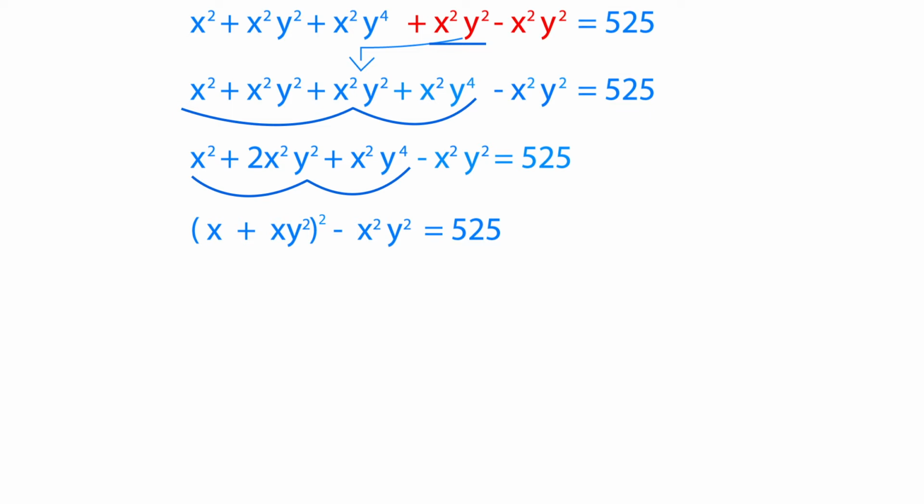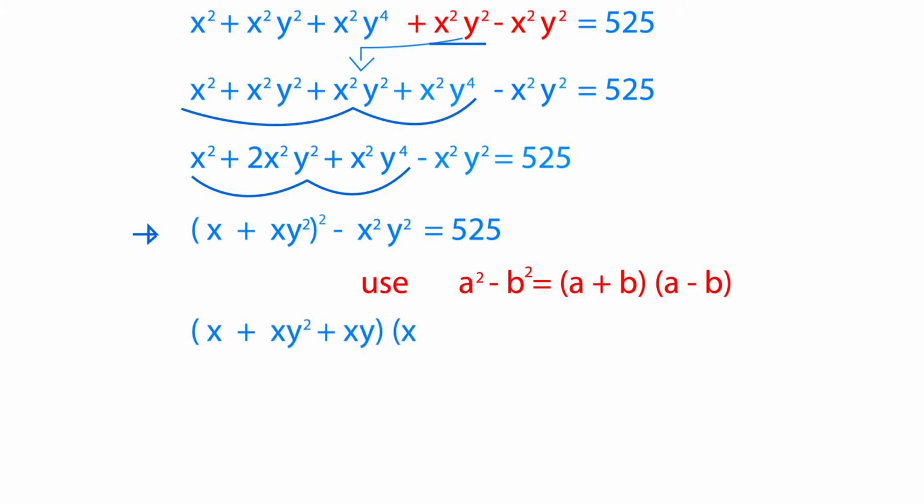Now at this point, use something that I hope you know, that a squared minus b squared can be factored into a plus b times a minus b, like that. So use that principle to factor this right here. So you'll get x plus xy squared plus xy times x plus xy squared minus xy is equal to 525.